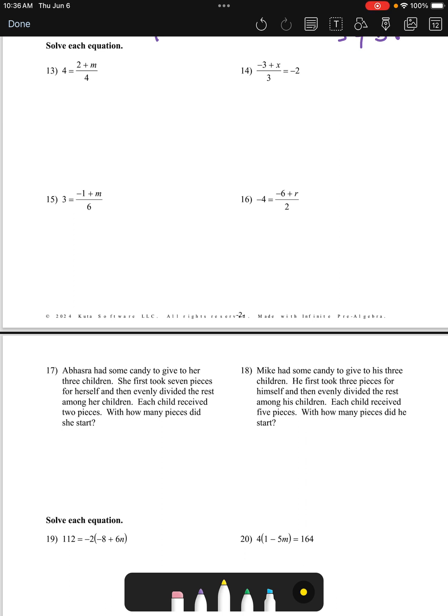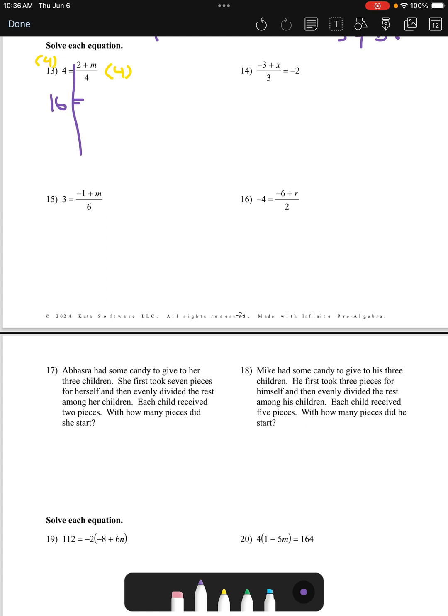Now, pay very careful attention. This is easy to make an accidental mistake. We're going to multiply both sides of number 13 by the denominator of the fraction, which is 4. On the left-hand side, 4 times 4 is 16. Nothing odd about that. On the right-hand side, remember, multiplying by 4 and dividing by 4 are opposite operations. They just get rid of each other.